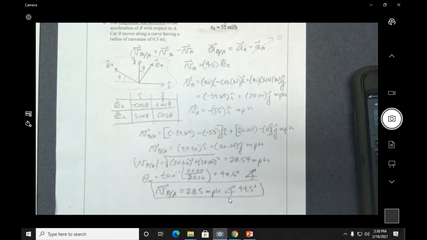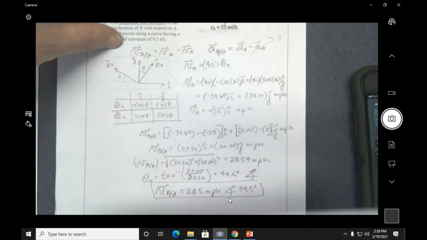Number 12. Oh, that's nice. All right, so I think this is just a straight out relative motion problem.